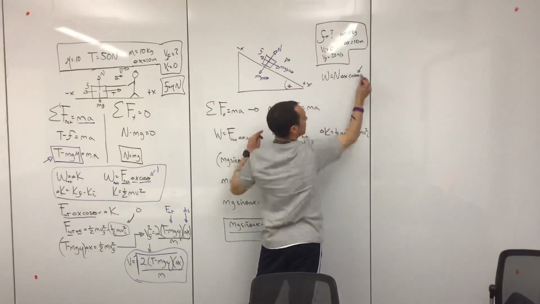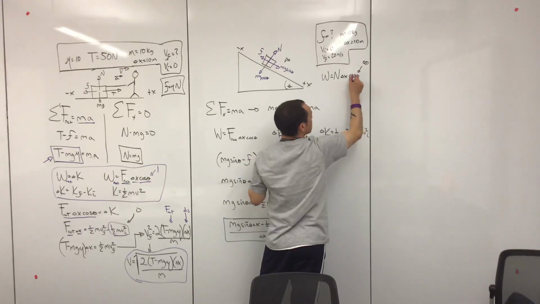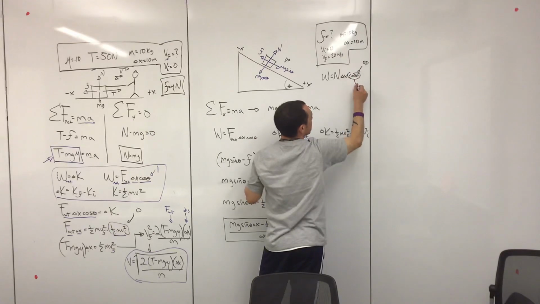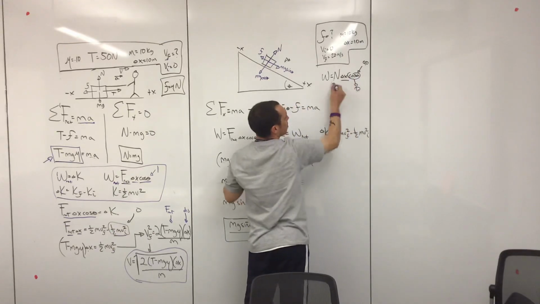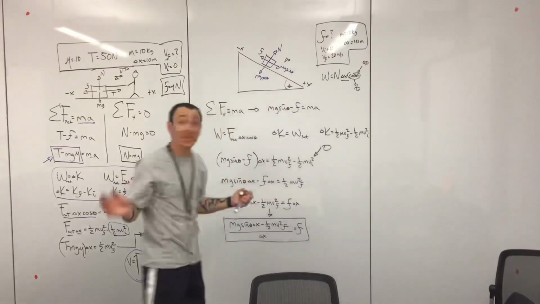So cosine 90 is 0. That makes this whole term 0. And 0 times all this is 0. So there's no work done by normal force or mg. We know this, so we don't even have to look at it.